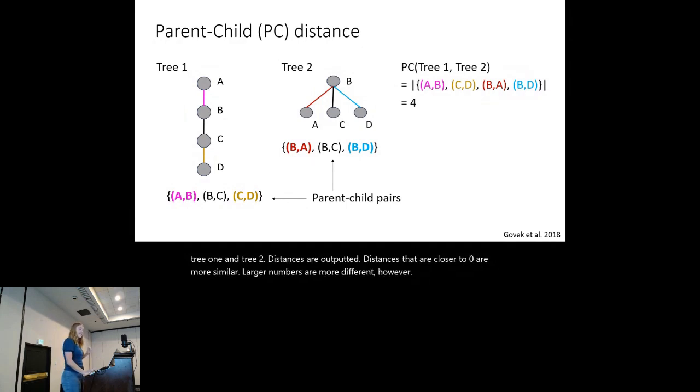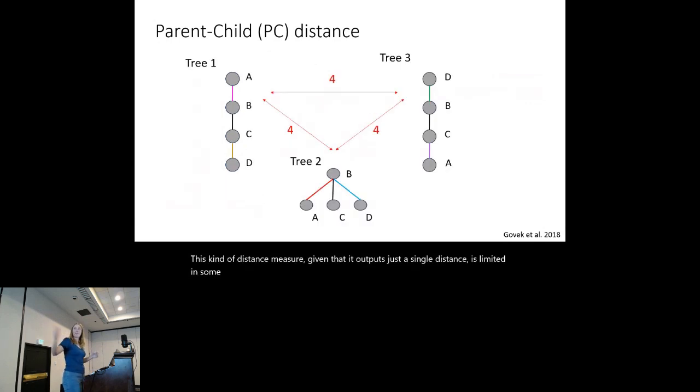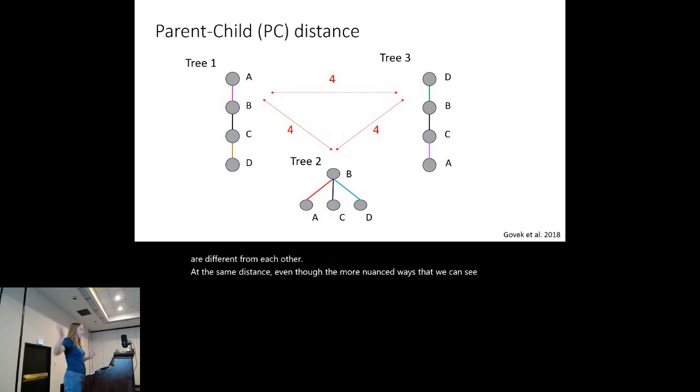However, this kind of distance measure, given that it outputs just a single distance, is limited in some ways in being able to discern the ways in which these trees are different from each other. For instance, if we introduce this third tree, tree 3, we see now that all 3 of these trees are equidistant from each other. However, tree 1 and tree 3 have identical topologies, but just their root and their leaf node mutations are flipped, whereas tree 2 has a very different topology. This distance measure is now imparting that all 3 of these trees are different from each other at the same distance, even though the more nuanced ways that we can see when we're looking at the topologies are different.